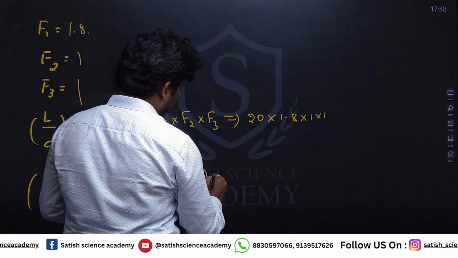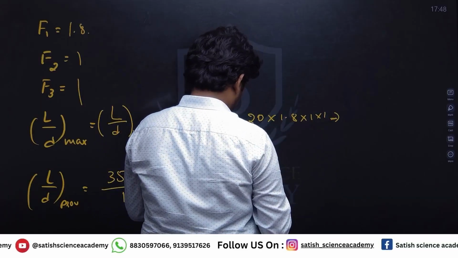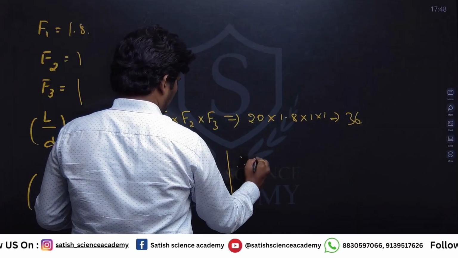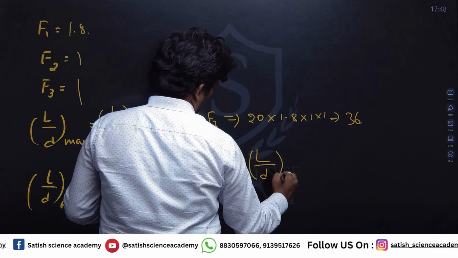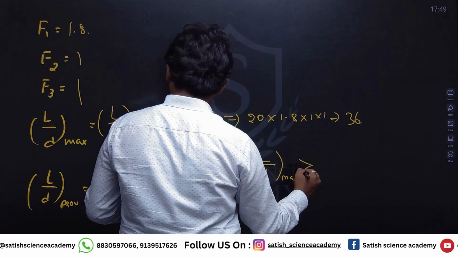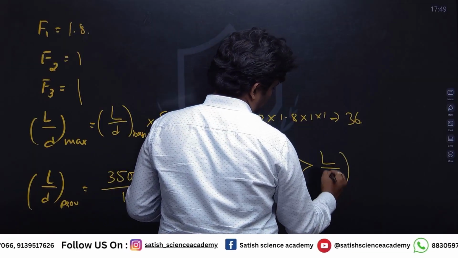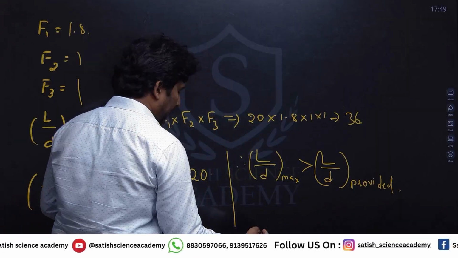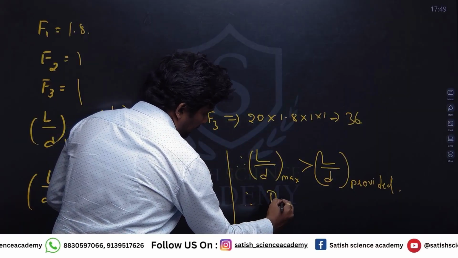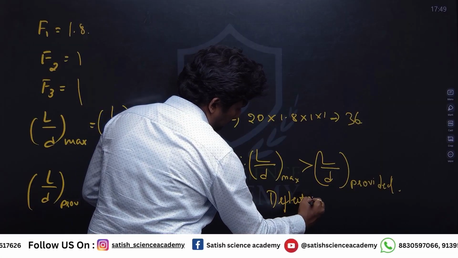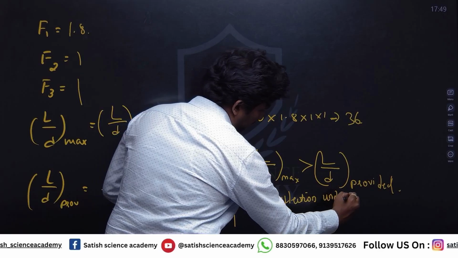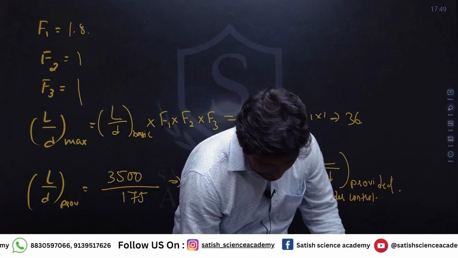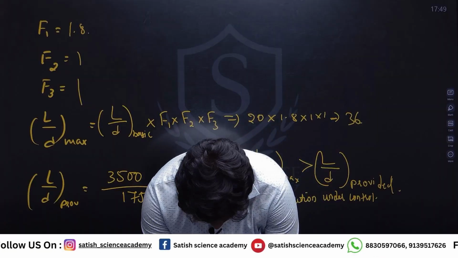You are getting 20. So this one, you will get 20 into 1.8. So this is 36. So L by D maximum is greater than L by D provided. Therefore, deflection under control. Last part is sketch of detailing, that is reinforcement details.